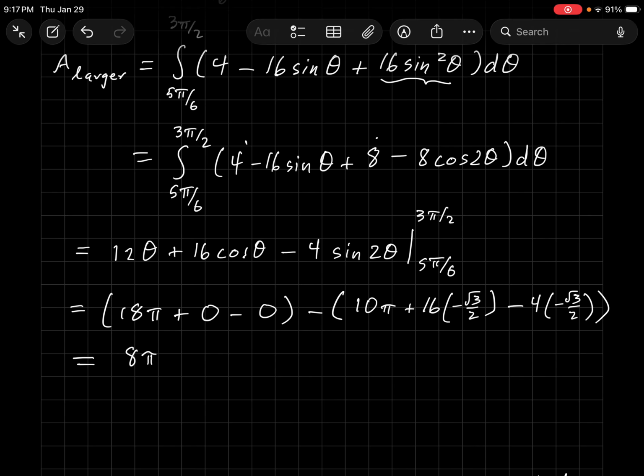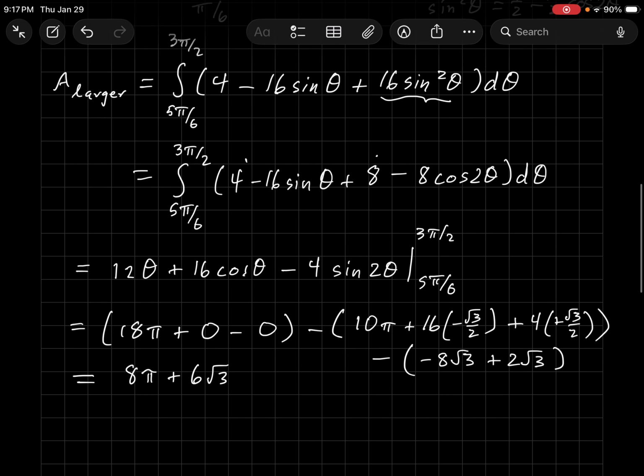And then back here we have minus, I'll write it right here so we can see it, minus negative 8 root 3, and then plus 2 root 3. So minus a negative 6 root 3, so plus 6 root 3. That's the area of the larger loop.